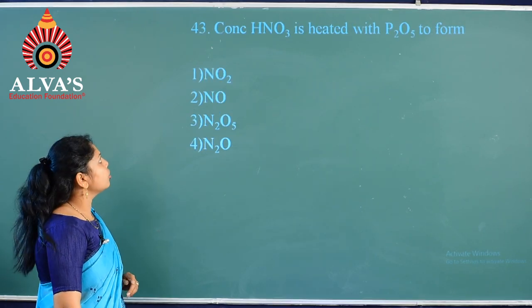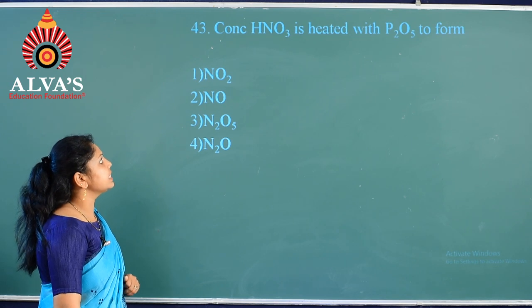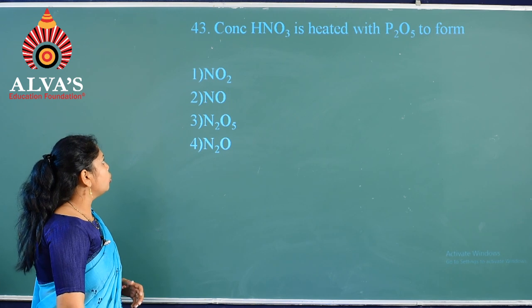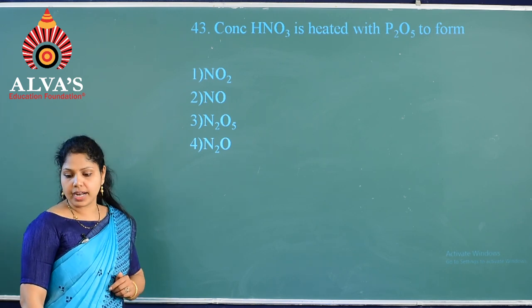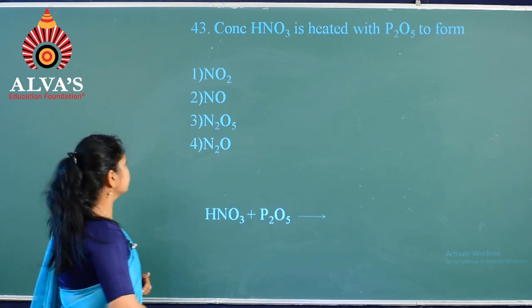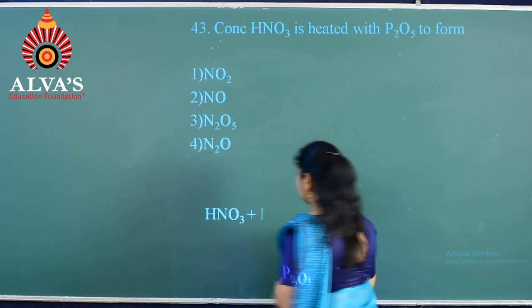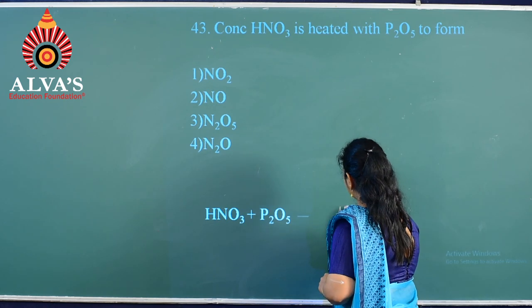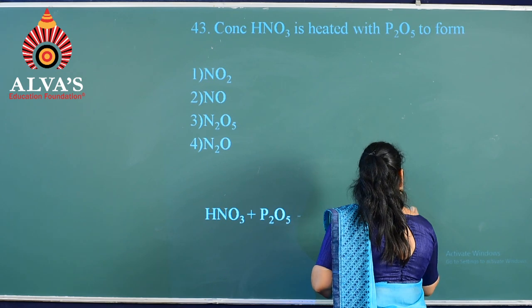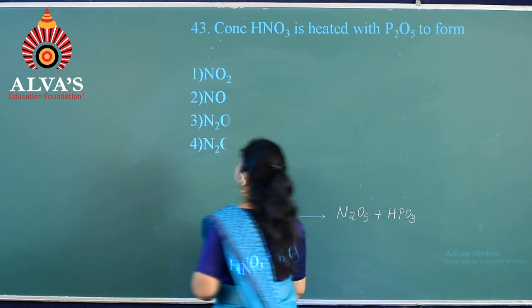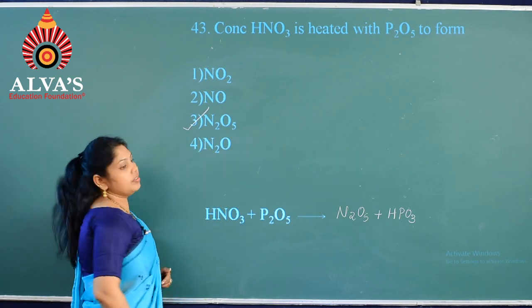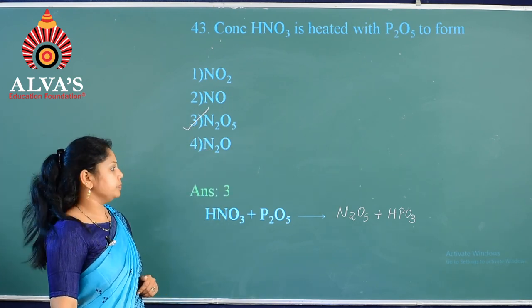Question number 43. Concentrated HNO3 is heated with P2O5 to form NO2, NO, N2O5 and N2O. If you observe the reaction, when HNO3 is treated with P2O5, it is going to give you N2O5 plus HPO3. Hence, the oxide of nitrogen that is formed during the reaction is N2O5 and the option is 3.